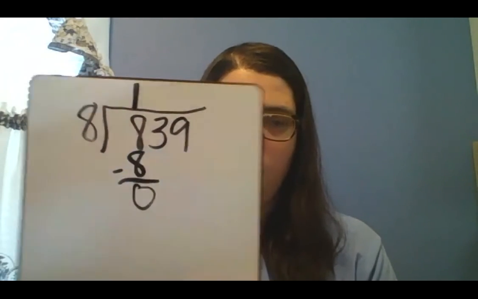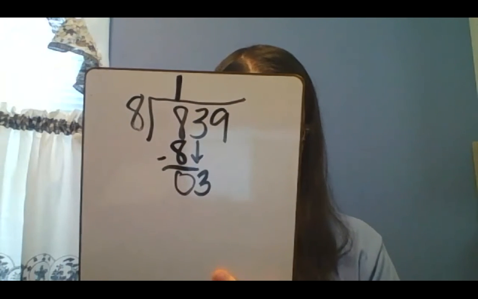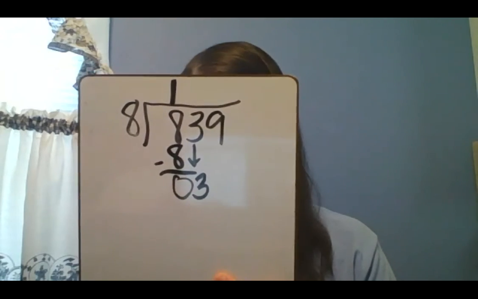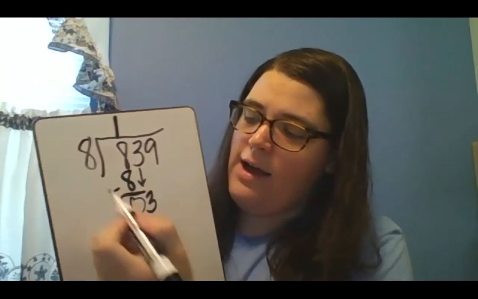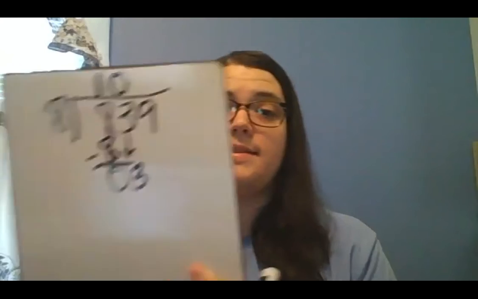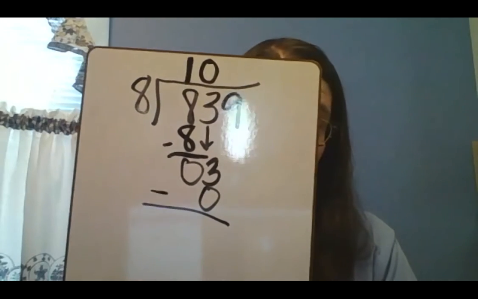Okay? And then we're going to bring down our 3. Bring down your 3. 8 cannot go into 3. So we're going to put a 0 over that 3 at the top. And we're going to bring our 0 down here, and we're going to subtract again. We're doing this so that we can bring down our 9. So 3 minus 0 is 3. And then we're going to bring our 9 all the way down.